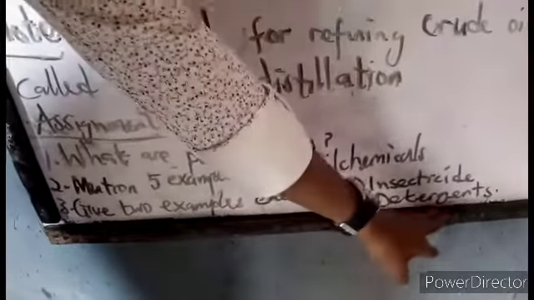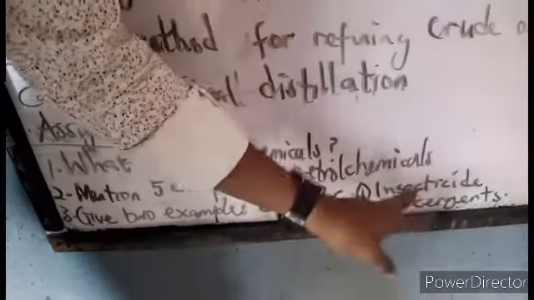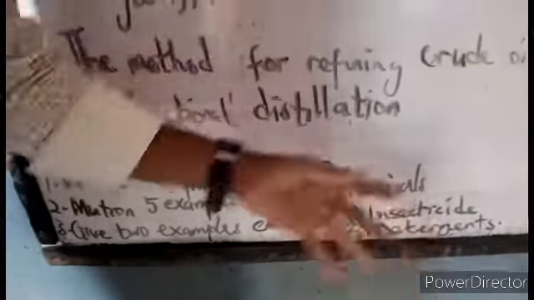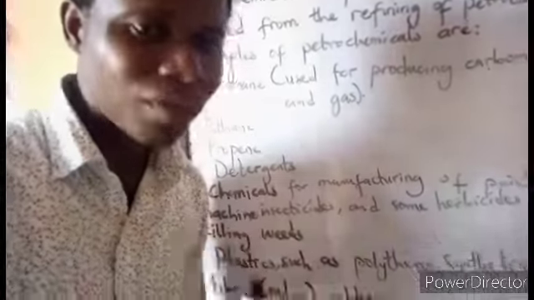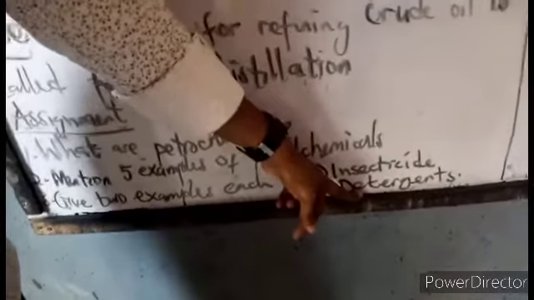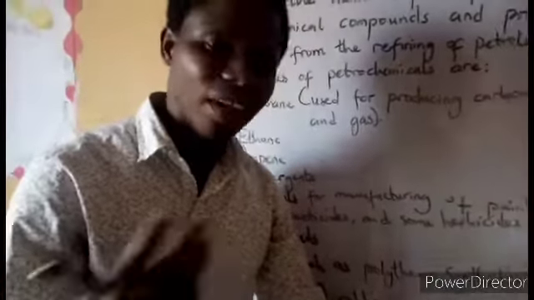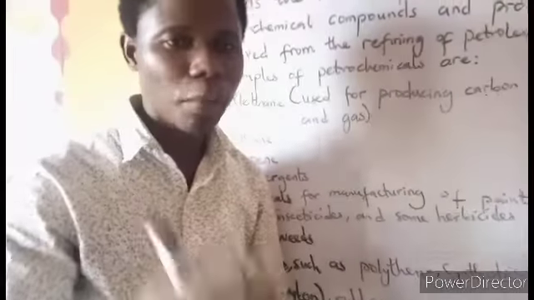I've given you 6 examples. Mention 5. Give 2 examples each of insecticide and detergent. Example of insecticide, I've given examples like your Raid, mosquito coil. Another example. Give 2 examples of insecticide. And give me 2 examples of detergent. I've given you Omo, I've given you Clean, there's Sunlight, there's Sunshine. There are other examples of detergent. Just give me 2 examples for each.